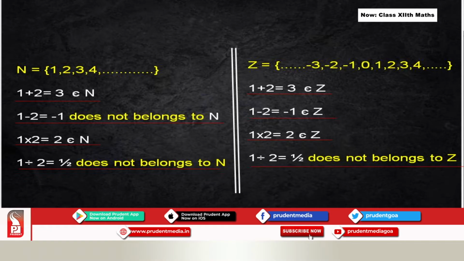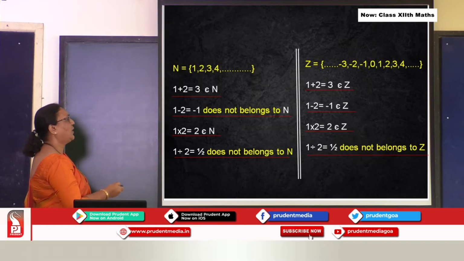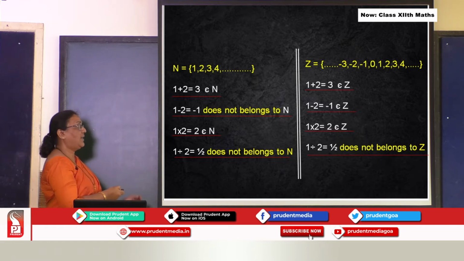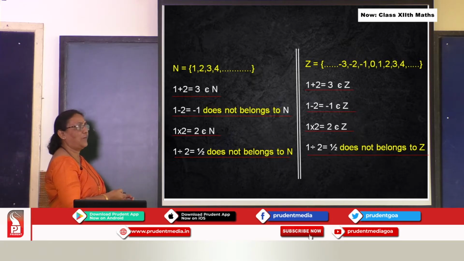Now I am taking multiplication here. If I multiply any two elements of set Z, here I have taken 1 and 2. You can take anything, minus 3 and 4, or minus 2 into 3, or minus 1 into 0, anything you take and check. For each and every element you have to check. If even one element's answer is not coming, then it is not a binary operation. So this is also a binary operation.